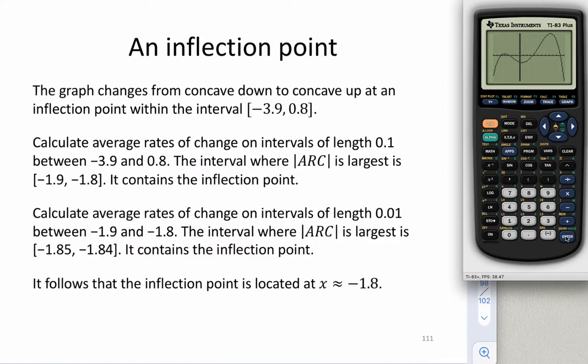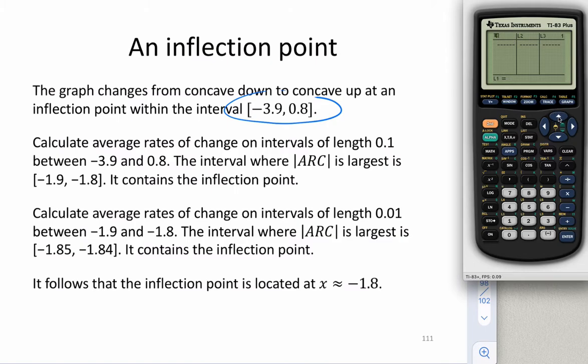Okay, so here's the work that we're going to be verifying right now. I've already just written it up here for you. Like I said, we know there's an inflection point in there from -3.9 to 0.8. So let's go to our stat editor. We're going to break up that interval from -3.9 to 0.8 into subintervals of length 0.1.